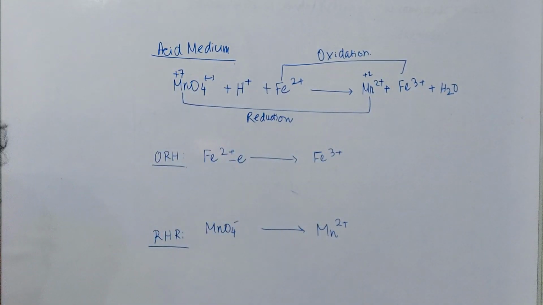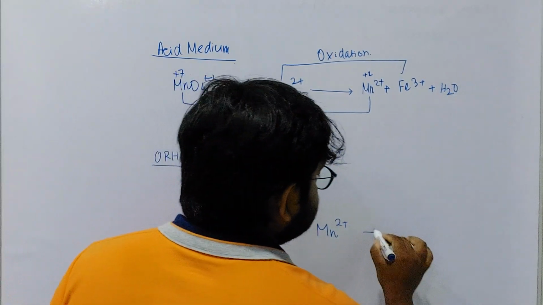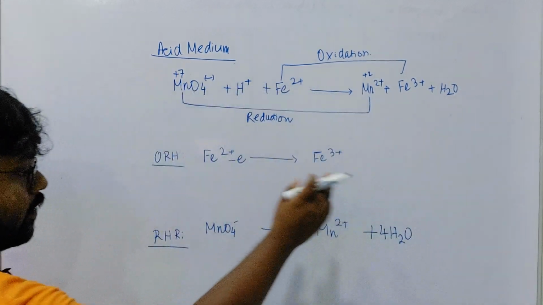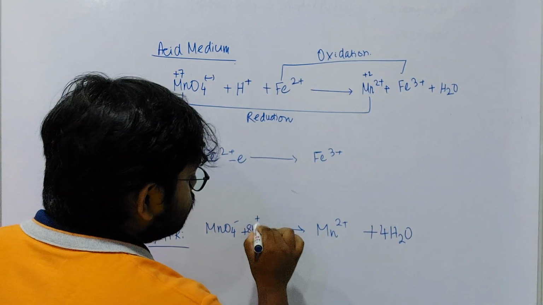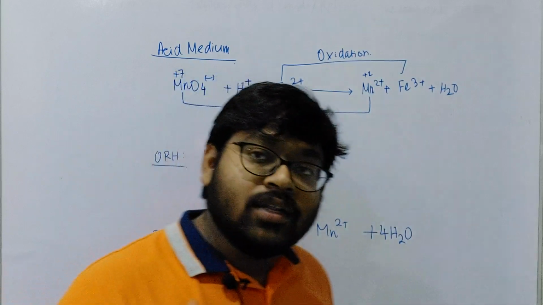Mn2+. Now, 4 extra oxygen, so on this side 4 water. 4 water on this side, so on the other side 8 H+. So the number of atoms is balanced.